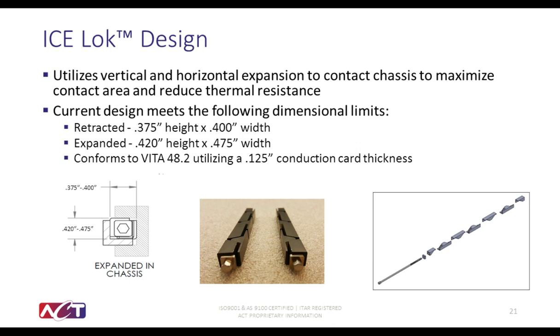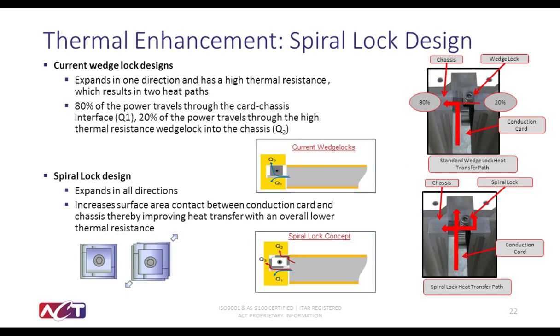The ICE-Lok, or isothermal card edge, is the thermally enhanced wedge lock we discussed earlier in this webinar. This wedge lock utilizes both vertical and horizontal expansion to contact the chassis, which maximizes the surface area and reduces the thermal resistance. It consists of a spiral design that pushes the edge of the wedge lock to be in contact with the three surfaces.